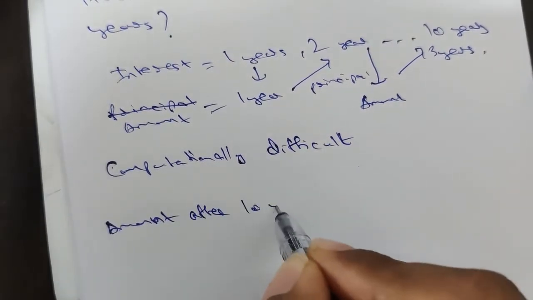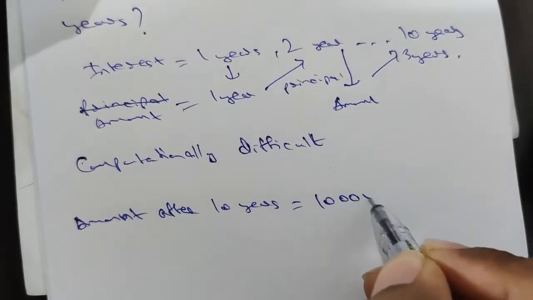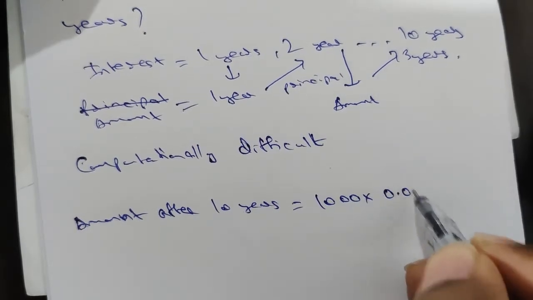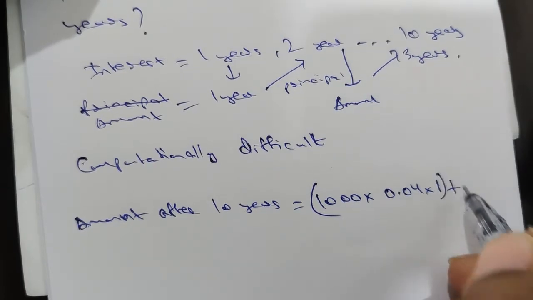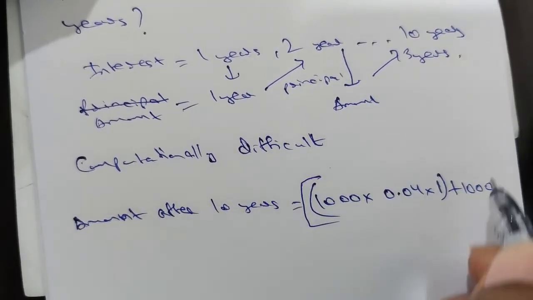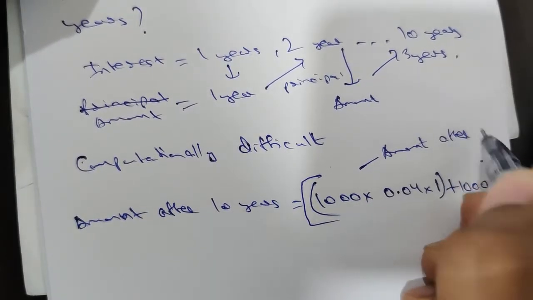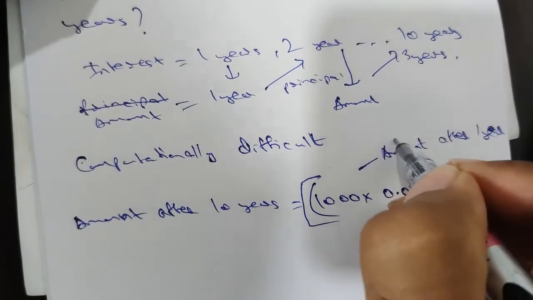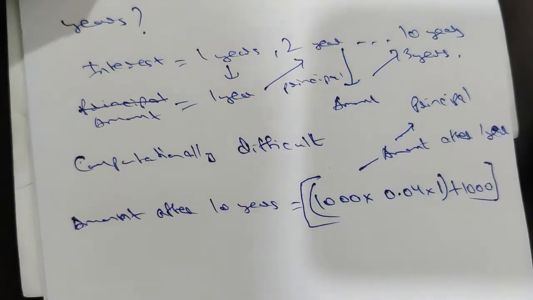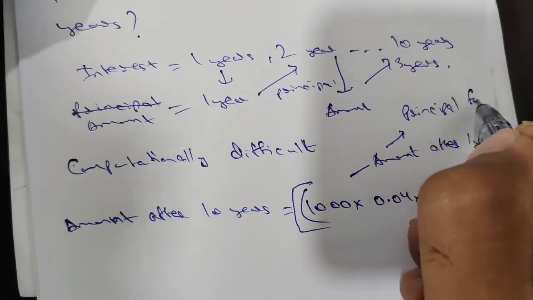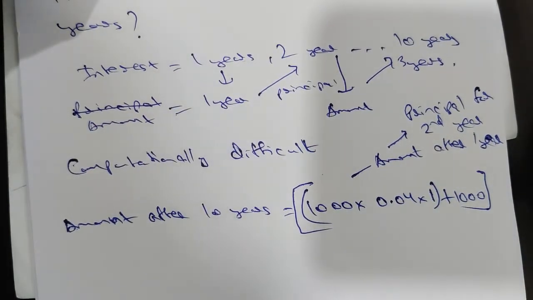How are we calculating? We are calculating, say, 1000 invested at 0.04 for 1 year, plus 1000. This becomes your amount after 1 year. And what is it? It is the principal for your second year. This is nothing but the principal for second year.